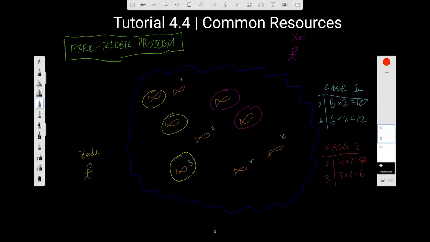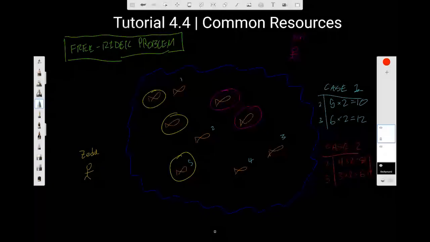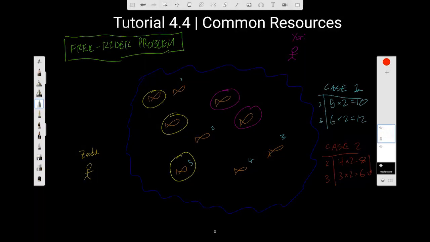Okay, so just because Zeta is harvesting more fish, which Zeta is perfectly allowed to, given that this is a common resource, just because Zeta has an incentive to harvest more fish, the population of the fish is going to go down. And this is actually what's happening in fisheries around the world, particularly common resource fisheries, like deep sea fishing.